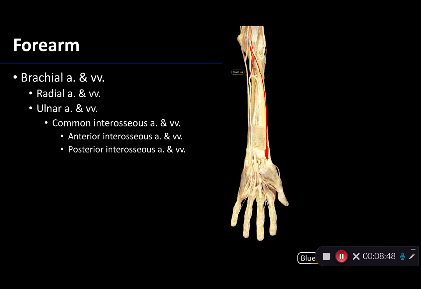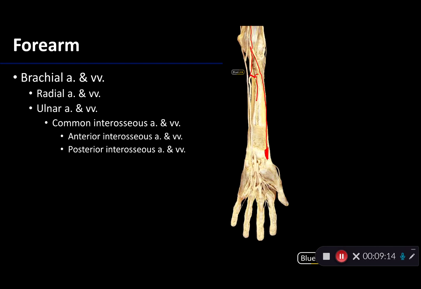And then we have the ulnar artery descending down. And there's going to be a branch off of the ulnar artery, approximately there, called the common interosseous artery. It will have accompanying veins, and that common interosseous artery is going to divide into an anterior interosseous artery and a posterior interosseous artery, and they will have accompanying veins.